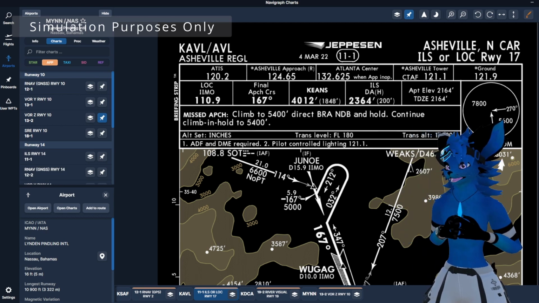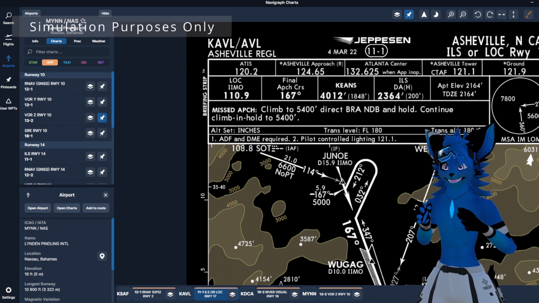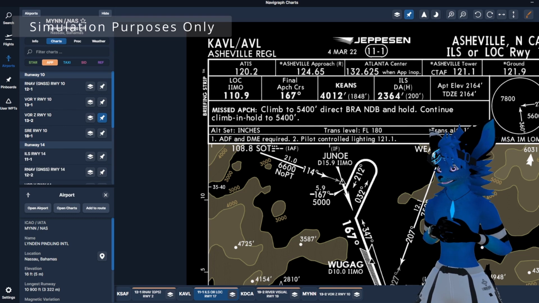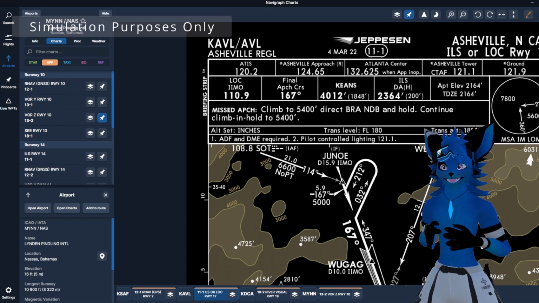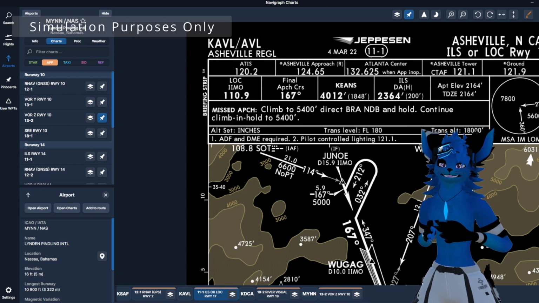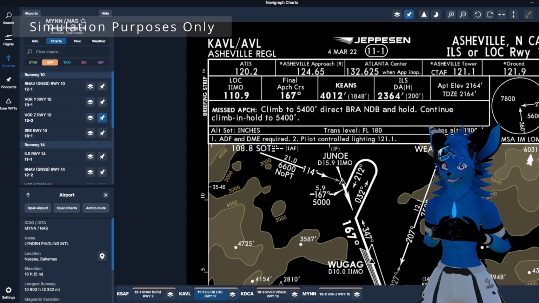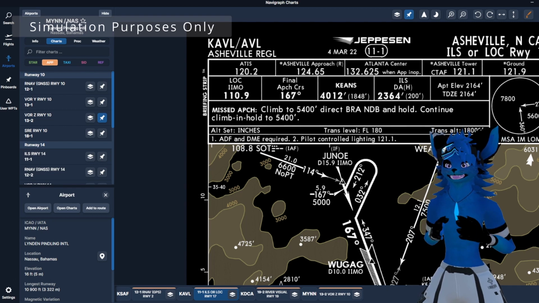The circle on the right-hand side shows the different minimum sector altitudes in reference to a specific point. In this case, it's going to be the locator outer marker. That's what LOM stands for. So basically, if we are to the southeast of the outer marker, our minimum sector altitude is 5,600 feet. If we're located anywhere else in relation to the outer marker, our minimum sector altitude is 7,800 feet. So if we're going to descend below those altitudes, we need to be very cognizant of the terrain around us.